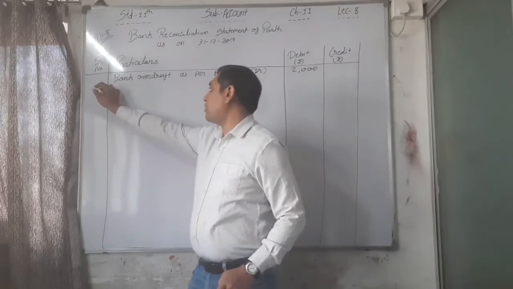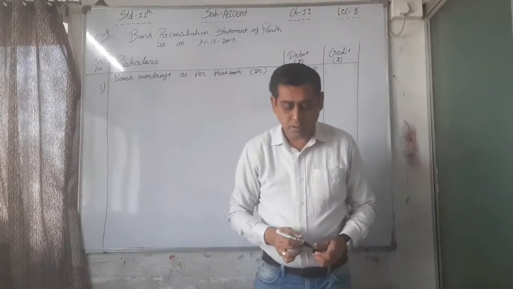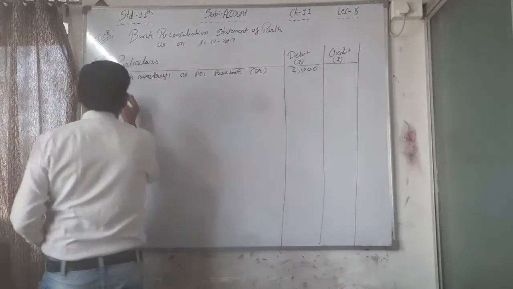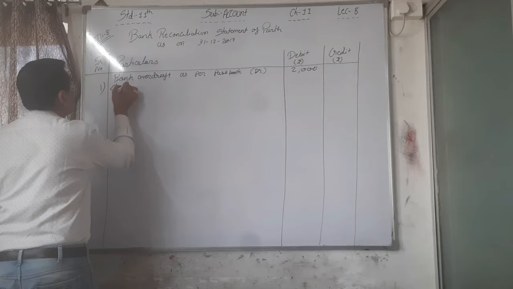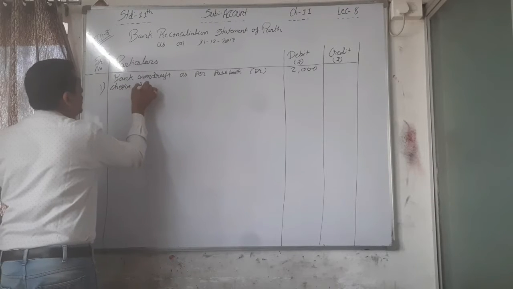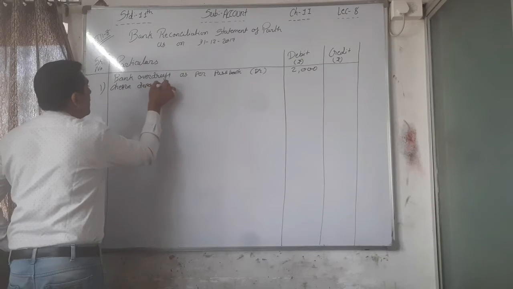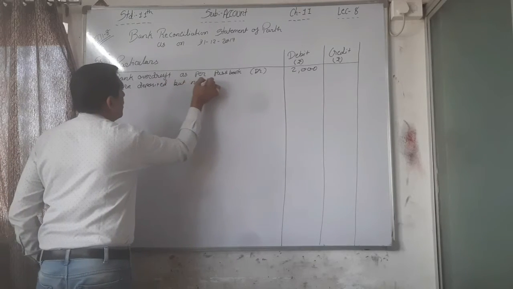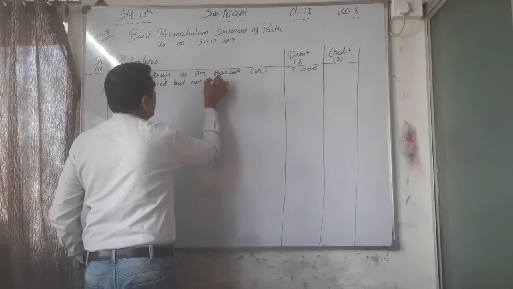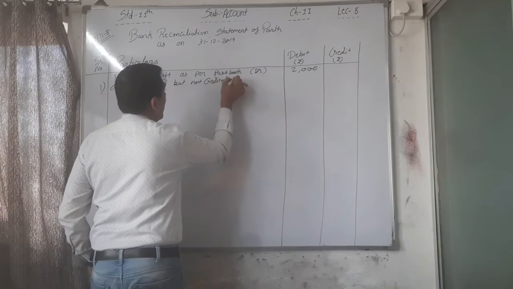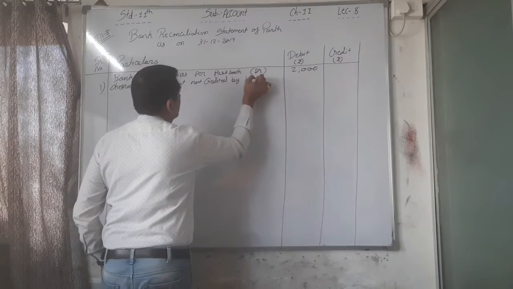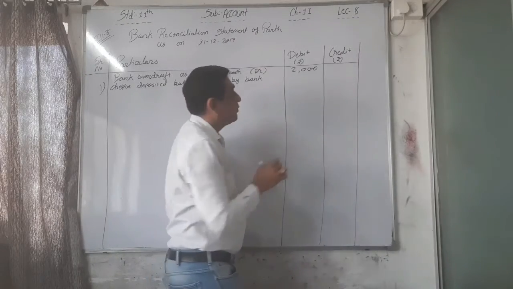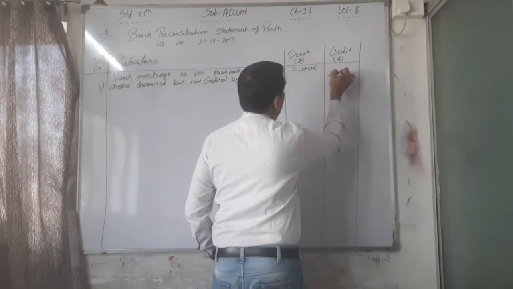Now the first situation: check of rupees 30,000 is deposited but not credited by bank. Simple check rule. The rule should be by heart for you. Check deposited but not credited by bank. So the amount is 30,000, credit side.